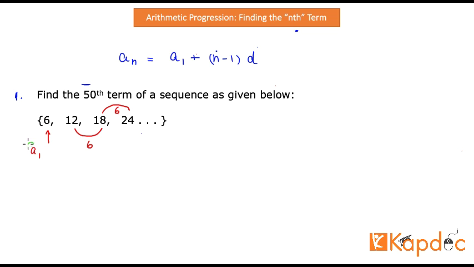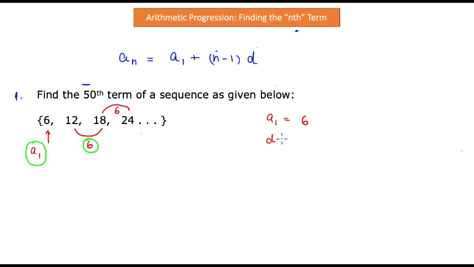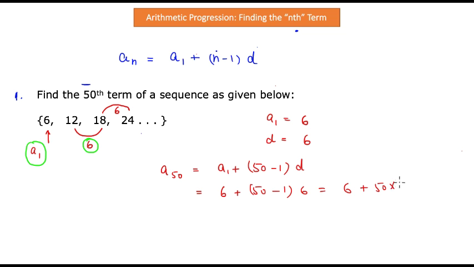So now we know the value of the very first term and we know the common difference, d. We will write it here: a1 is 6 and the common difference is also 6. To find the 50th term, it is very simple. We will simply write a50 is equal to a1 plus 50 minus 1 times d. Plugging in all the numbers, the first term is 6 plus 50 minus 1 times 6, and this will be 6 plus 50 times 6 minus 6, which is equal to 300.